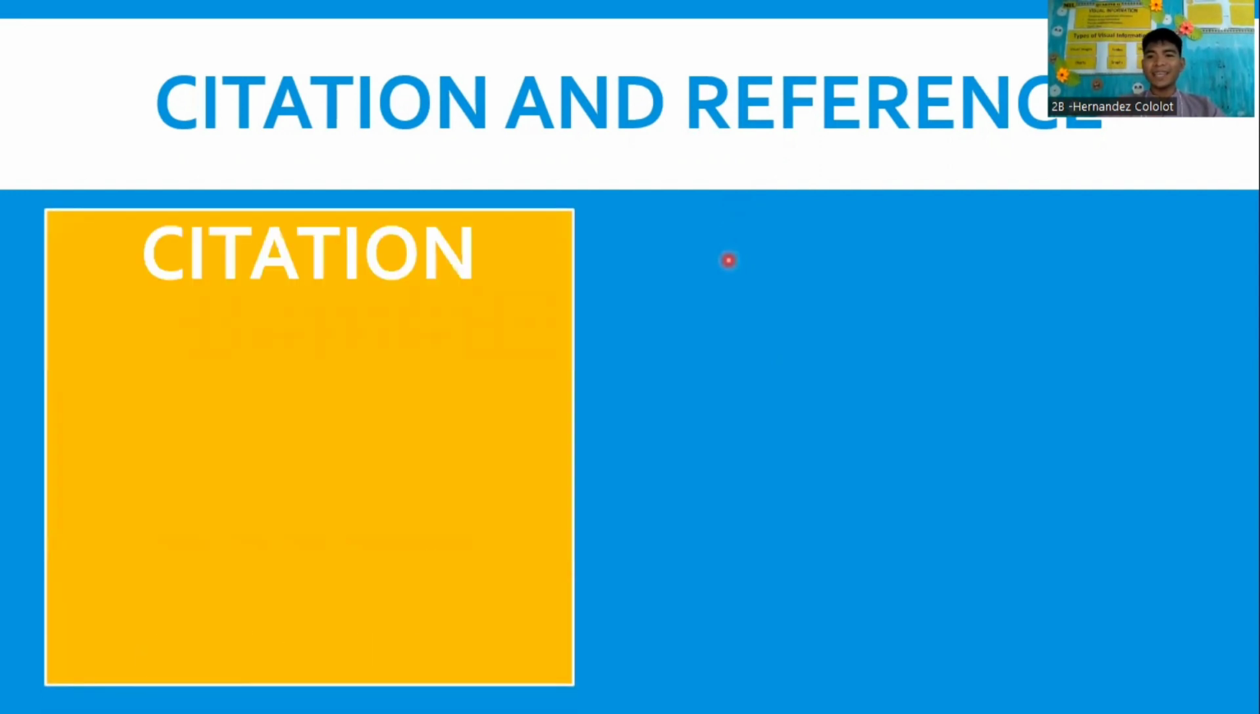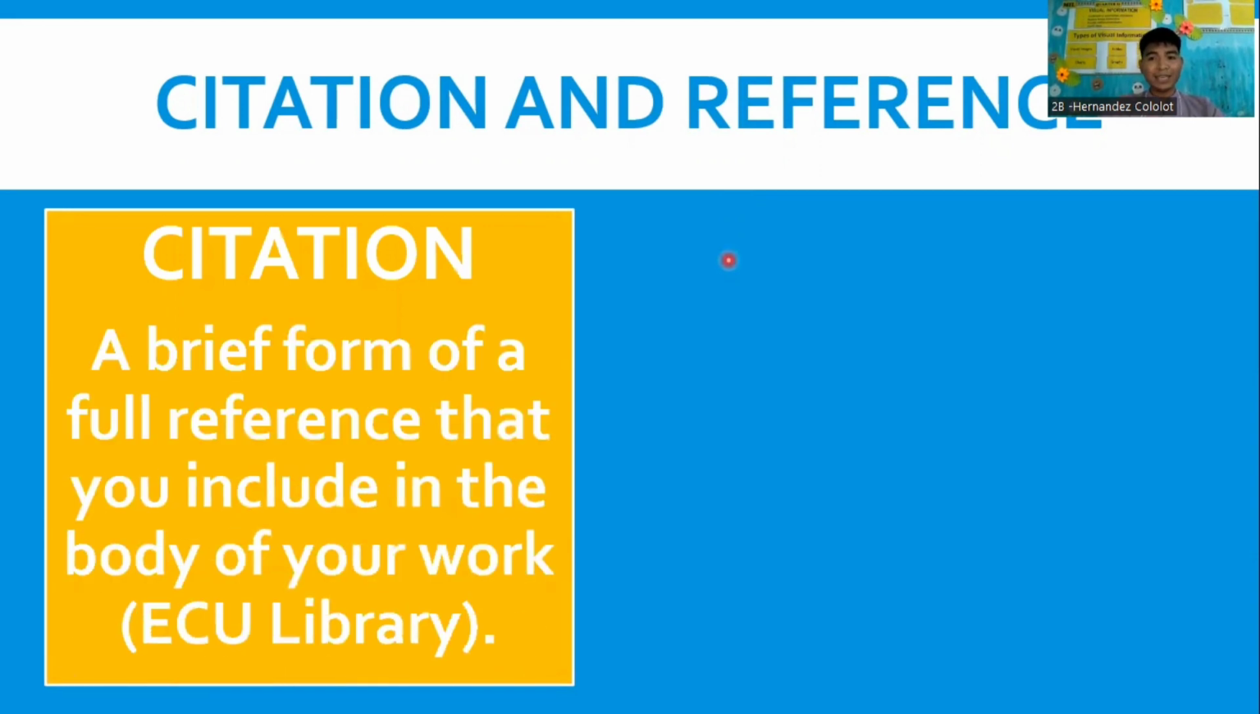The first one is citation. According to ACU Library, it is a brief form of a full reference that you include in the body of your work. It is a brief form of a reference.